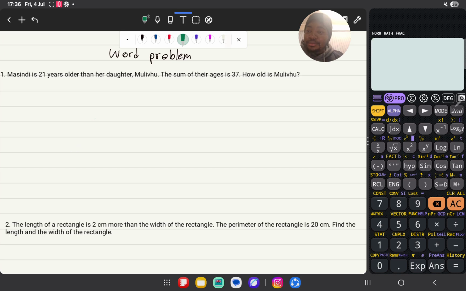We have Masindi, who is 21 years older than her daughter, right? I apologize. But yes, we have a woman who is 21 years older than her daughter, and we are told that their ages together add up to 37, and we have to find how old the daughter is.